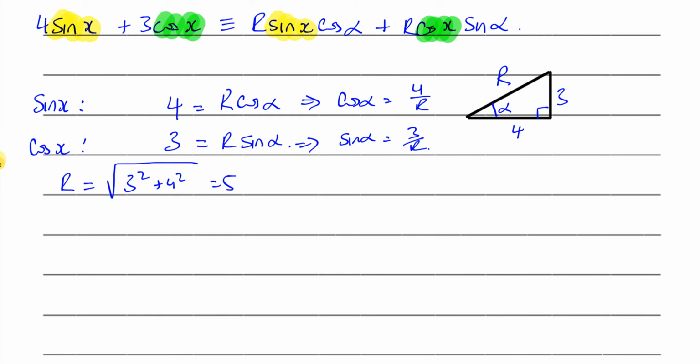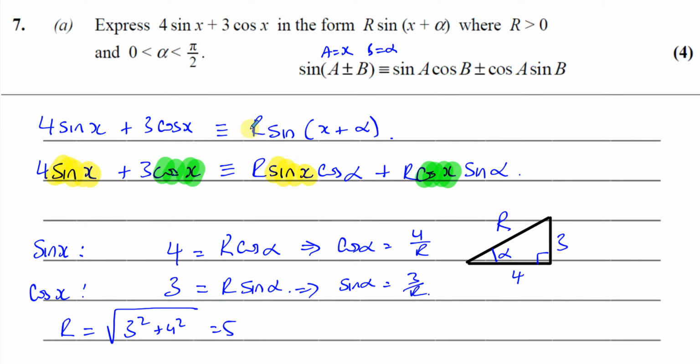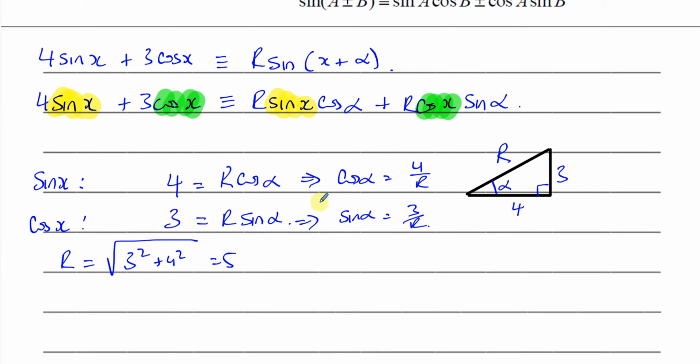So now, in this, we know that this part is 5. Now we've got to find what alpha is, which is pretty simple because you can just use, for example, tangent. You can say the tangent of alpha is equal to the opposite, which is 3, over the adjacent, which is 4. So alpha is equal to inverse tan of 3/4.